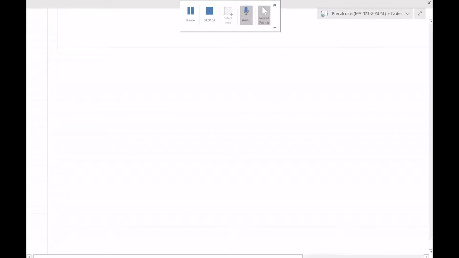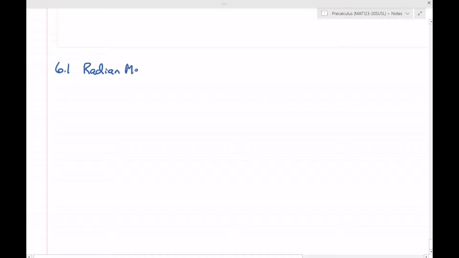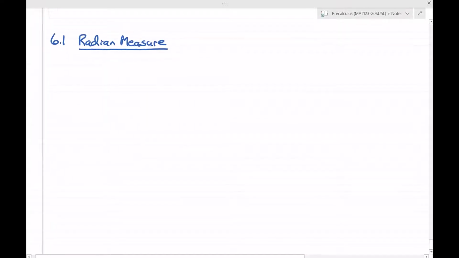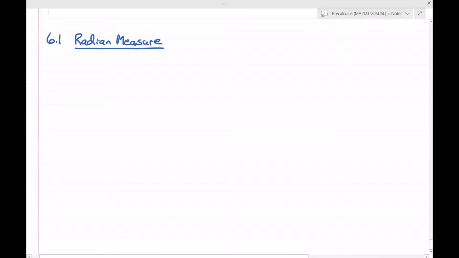In section 6.1, we're going to be learning about a new way to measure an angle. It's called radians. So think about radian measure like you do the temperature.